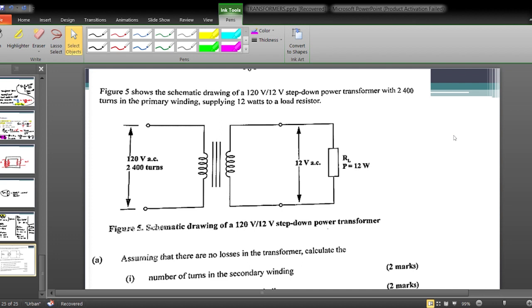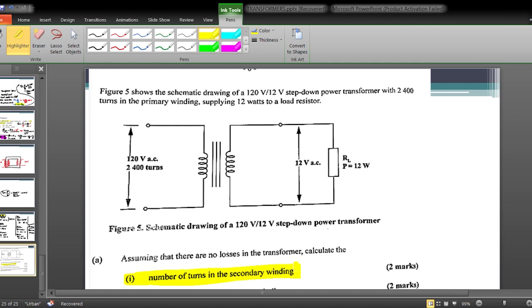All right, students. I want us to take a look at this CSEC question. It reads, Figure 5 shows the schematic drawing of a 112 volts to 12 volts step-down power transformer with 2,400 turns in the primary winding, supplying 12 watts to a load resistor. A. Assuming that there are no losses in the transformer, calculate the number of turns in the secondary winding. So we're going to do that. We're going to calculate the number of turns in the secondary winding.